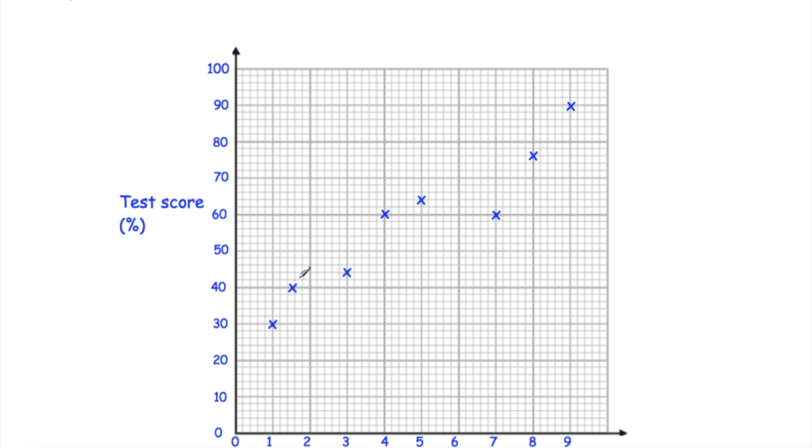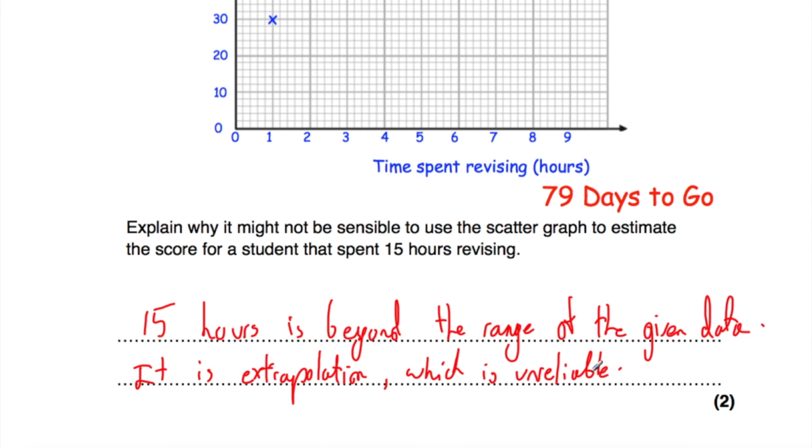So in terms of the data we've been given, it wouldn't be sensible to use this data to estimate the test score for someone who's revised for 15 hours. So let's explain that. And that's it. I've just said that 15 hours is beyond the range of the given data.